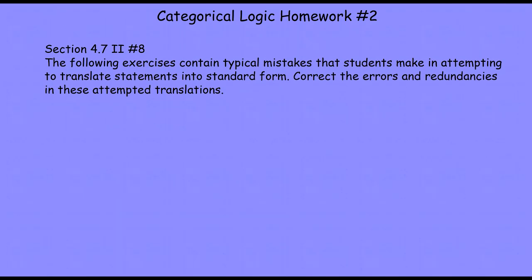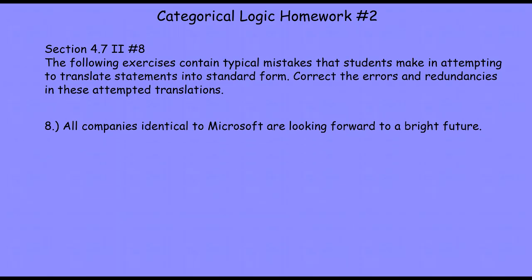Our final problem is from the second section, problem number 8. Our instructions here tell us that the following exercises contain typical mistakes that students make in attempting to translate statements into standard form. It instructs us to correct the errors and redundancies in these attempted translations. So we want to look at this translation and see why it isn't a good translation, and then introduce our correction. Here's our sentence. All companies identical to Microsoft are looking forward to a bright future.